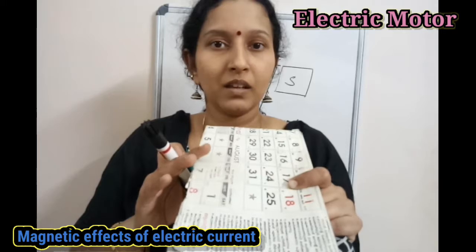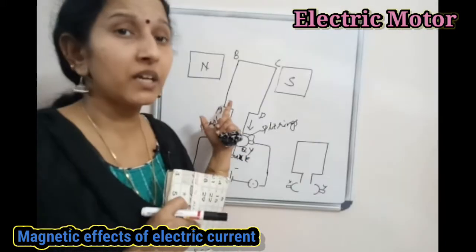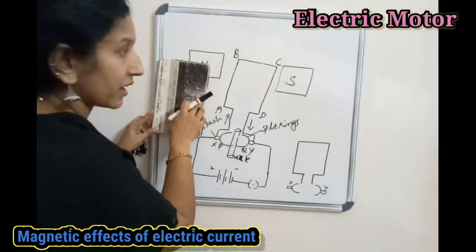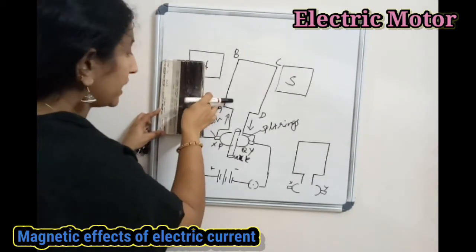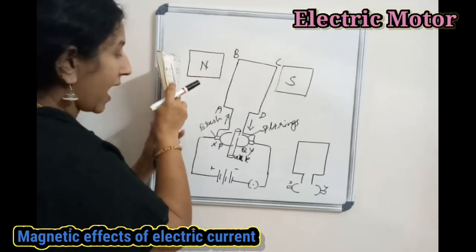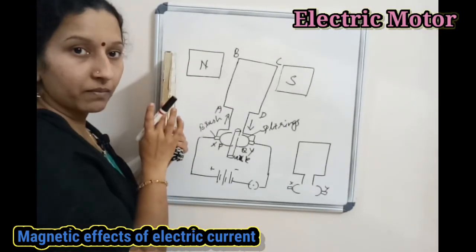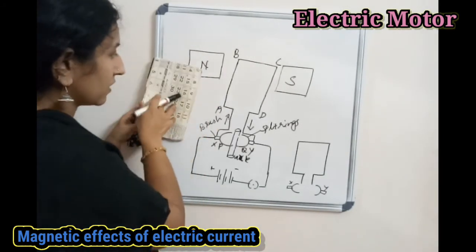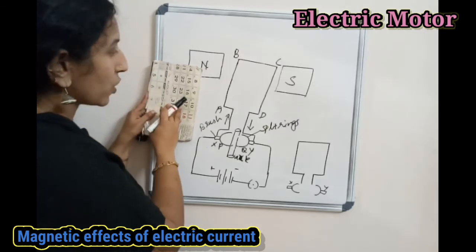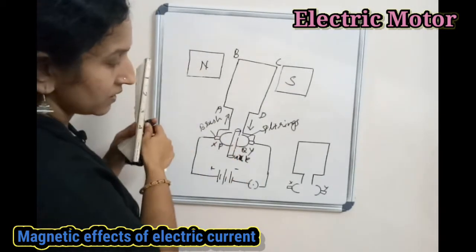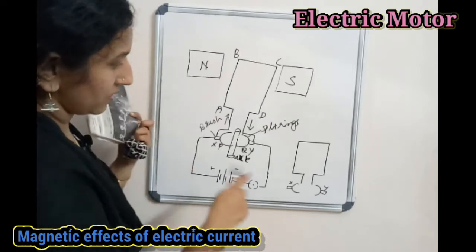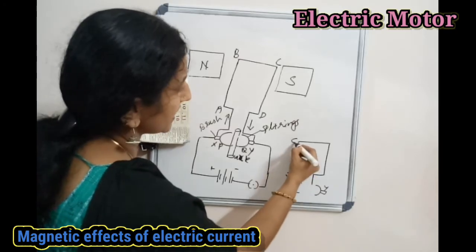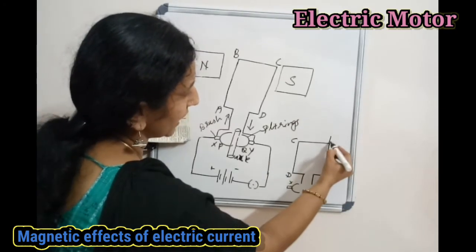DCBA. Okay. So consider this is arm AB. Arm AB pushes it down and arm CD pushes it up. So the rotation will be like this. Now, see, D, C, A, B.